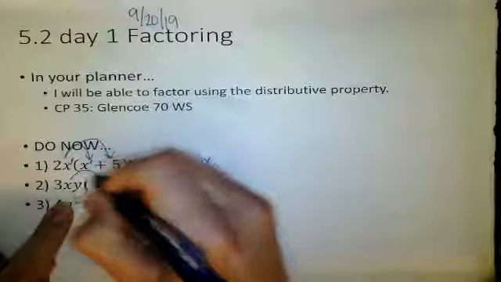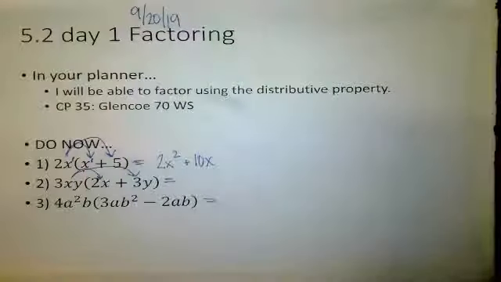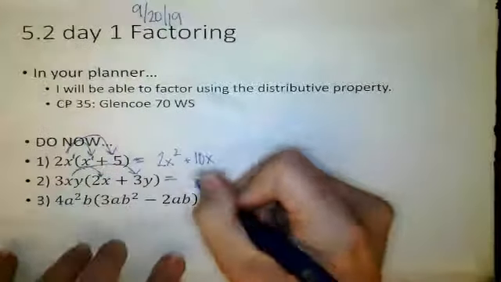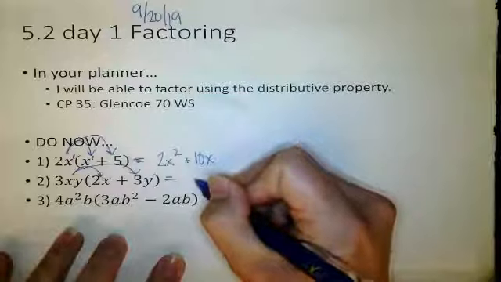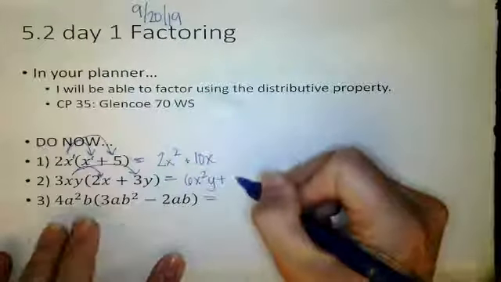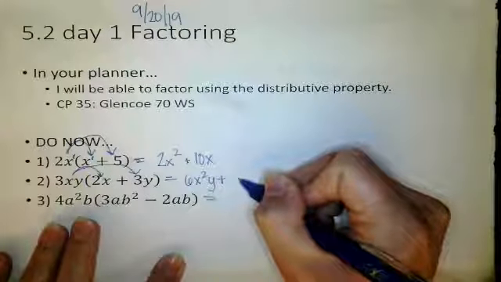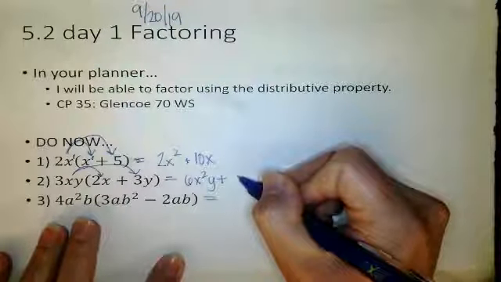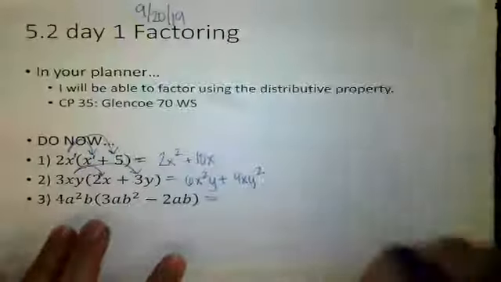Okay, and then here we're going to distribute the 3xy, and when we distribute the 3xy to the 2x, what do we get? 6x, Armando, what do you get? 6x squared y. 6x squared y, very good. And then plus, what else? Olivia, what else do we get? We get 9xy to the second. 9xy to the second, very good.